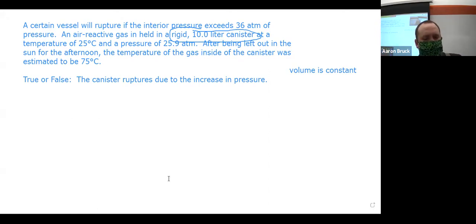So there are multiple ways of solving this problem. We can look at pressure 1 over temperature 1 as equal to pressure 2 over temperature 2, which is kind of the conventional approach.